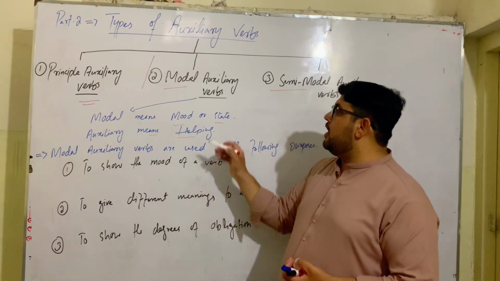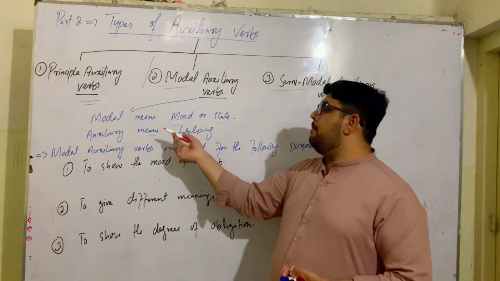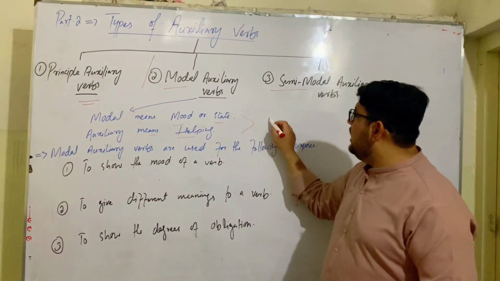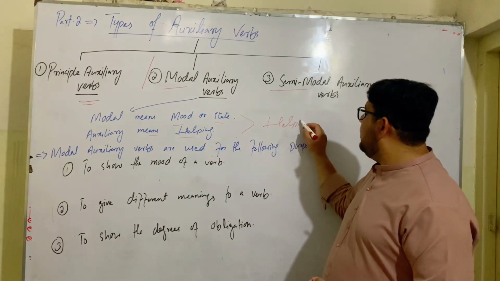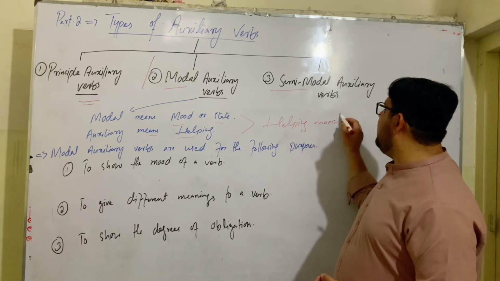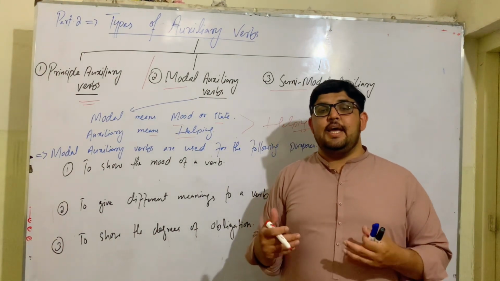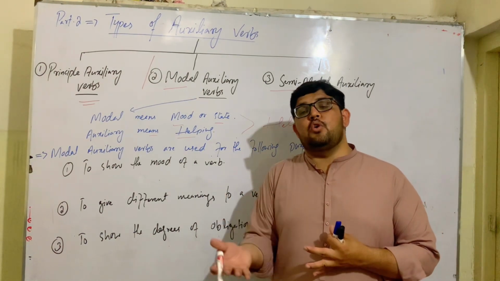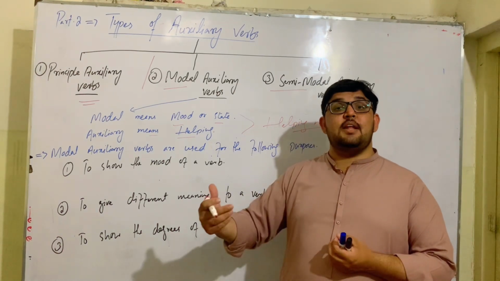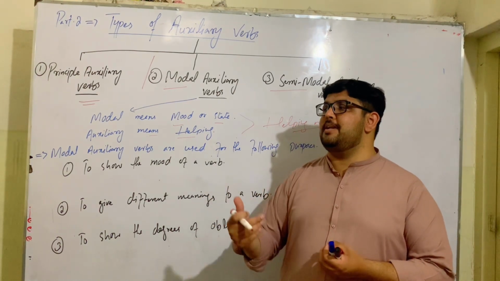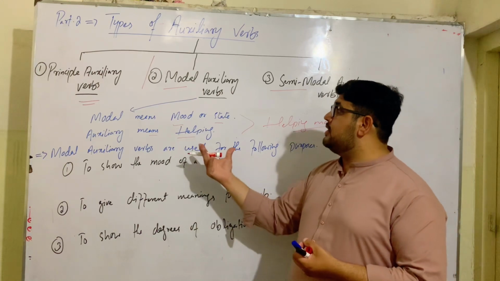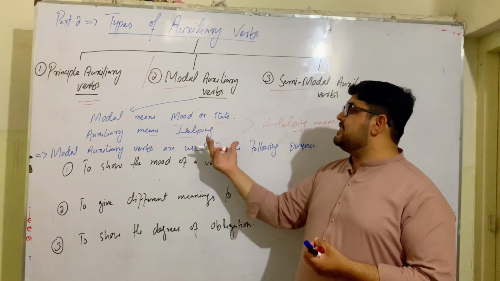So basically modal auxiliary means helping mood or helping verb. It helps the verb in a sentence. It determines the mood of a verb in a sentence. Modal auxiliary verbs determine the mood of a verb in a sentence. So that's all about the meaning of modal auxiliary verbs.